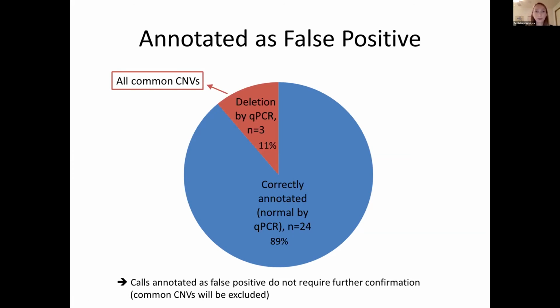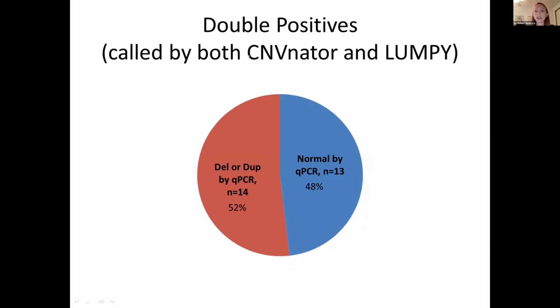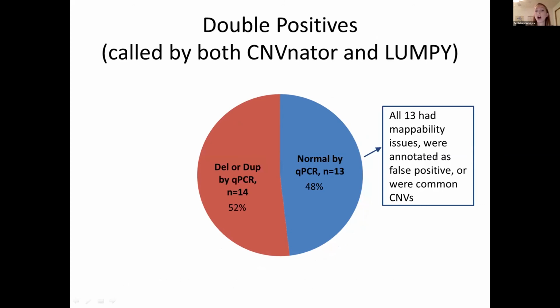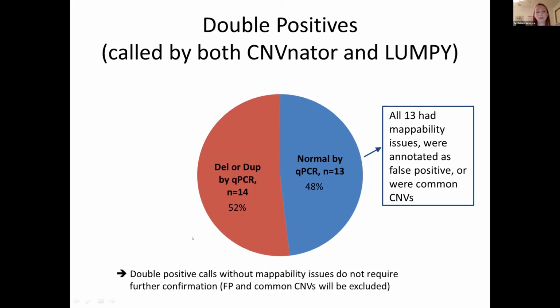Double positives that were called by both CNVnator and LUMPY, about half were normal by PCR and about half were real. However, all of the ones that were not confirmed by PCR had mappability issues, were already annotated as a false positive, or were common CNVs. So all of the double positive calls without mappability issues would be something that we would know was real, because they all confirmed unless they have these mapping issues or were annotated as false positive. So if we exclude false positives and common CNVs, we can trust that our double positive calls are true.